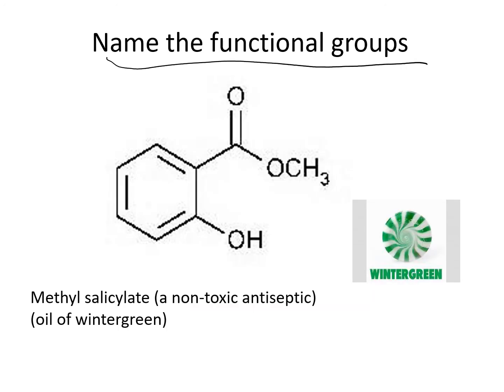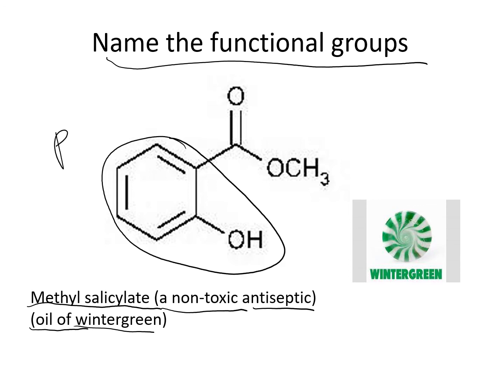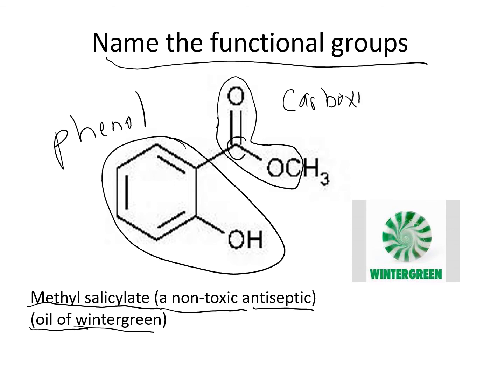Name the functional groups in methyl salicylate. This is also an antiseptic. It's a non-toxic antiseptic, and it's found in wintergreen. It's the oil in wintergreen. So the functional groups we can see here is we have phenol, and this angle represents a carbon. So we'd have a carbon with a double bond to oxygen, attached to an oxygen and another carbon. That makes that a carboxylic ester.